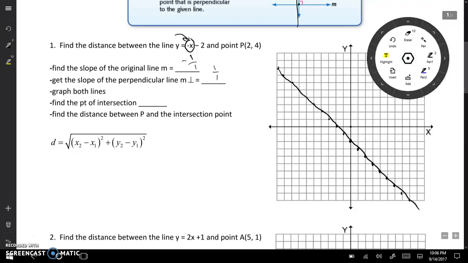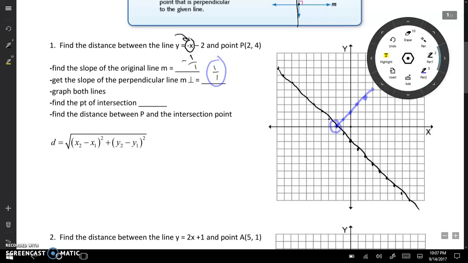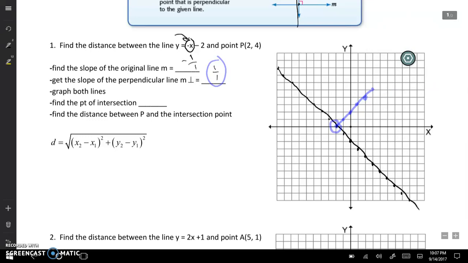Okay. Then we're going to plot the point 2, 4: 1, 2, 1, 2, 3, 4. And we're going to find the perpendicular to our original line, which means we use this slope right here. So we're going to go up 1 over 1, and then go down and back, down and back. Okay, and we find out where they intersect. They intersect right there at that point. So the intersection point is negative 2 comma 0.